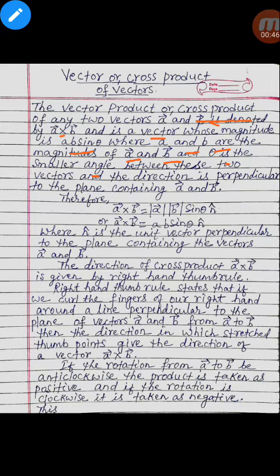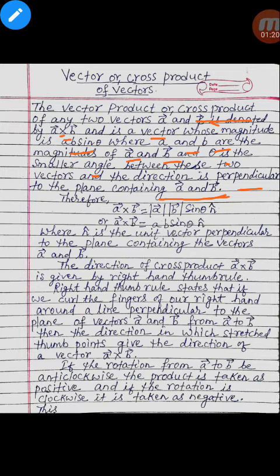The direction is perpendicular to the plane containing A vector and B vector. So we have studied that the vector product A cross B is equal to AB sine theta, where AB sine theta is the magnitude of vector A cross B, and the direction is perpendicular to the plane containing vector A and vector B.